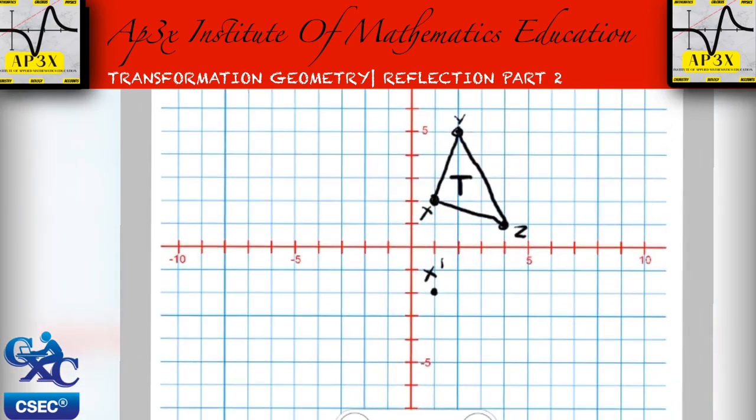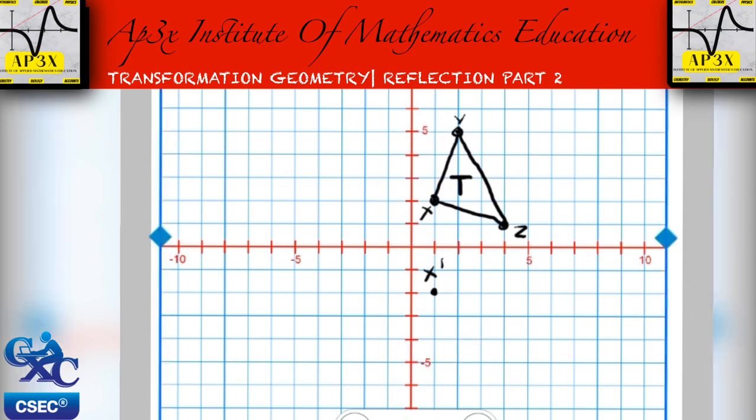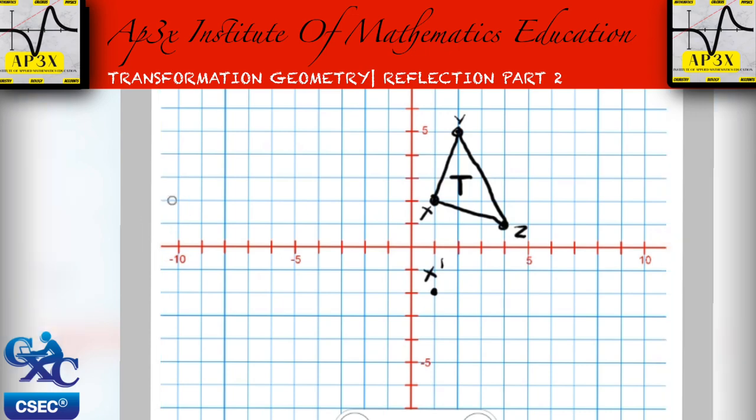Let's go 1, 2, 1, 2, 3, 4, 5. So that's going to be my y prime. I do apologize for that, guys. And then of course I'm going to plot 4, negative 1, so that's 1, 2, 3, 4, negative 1 right here, and that's going to be my z prime.